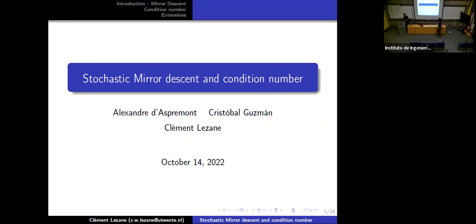Y bueno, el trabajo de hoy se enmarca dentro del contexto de métodos que involucran, bueno, yo me lo voy a explicar, pero una descomposición del objetivo que tiene un término estocástico y un término de regularización. Thanks for the introduction.